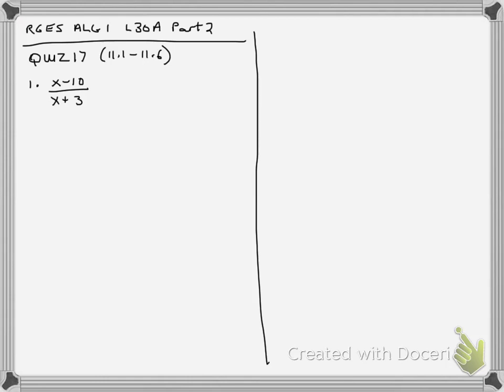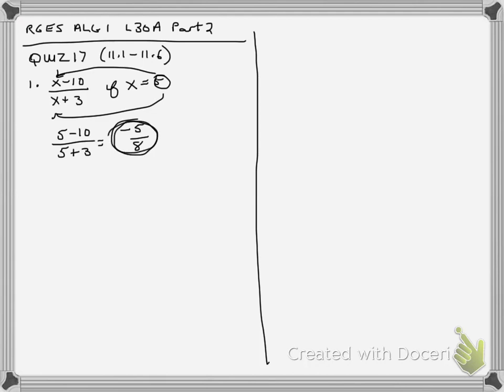It says evaluate if x equals 5. So what do I have to do to evaluate? I take this value of x, 5, and I have to plug it in there and there. So that becomes 5 minus 10 over 5 plus 3. I think you all did this right except for a sign problem. 5 minus 10 is negative 5 over 8. So make sure you get your signs correct.